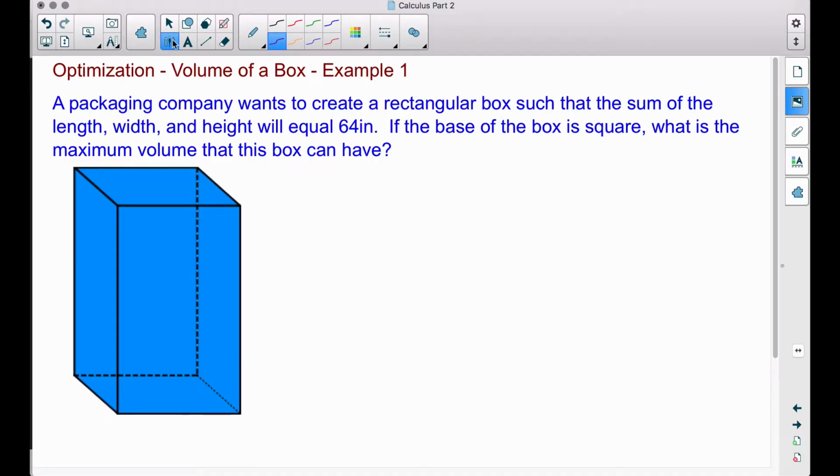In this video, we're going to look at one example of the volume of a box that involves optimization. We will see several videos revolving around this same example, but we'll change some of the wording to make the problem a little bit different.